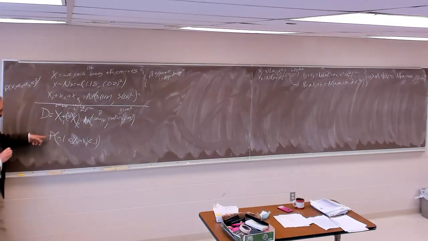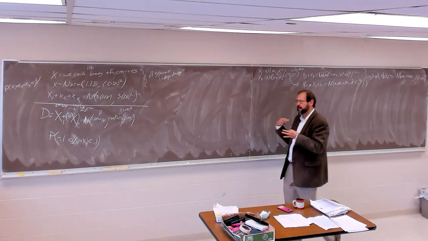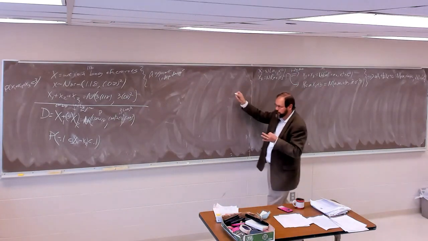So now if I want to figure out what's the probability that the difference in the weight is between negative 0.1 and 0.1, it is worth noting how we would have done this, how we would have calculated this back in chapter 3, right?